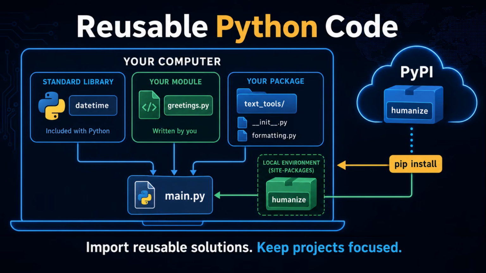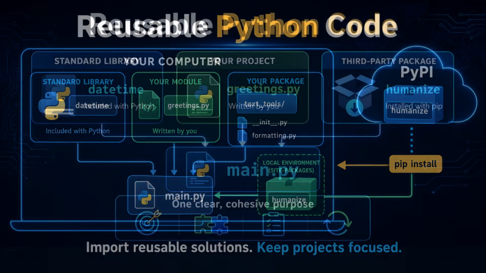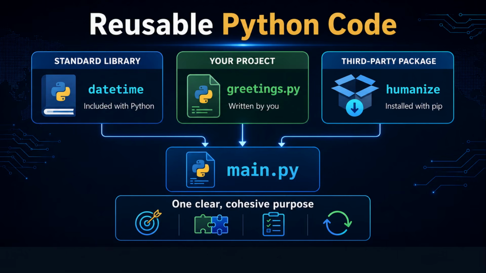enormous file. Third, we can use packages created by other developers. Packages such as Humanize are normally downloaded from the Python package repository, PyPI, and installed into a virtual environment with pip. Once installed, our program can import and use their public features, regardless of where the reusable code originated. Python's import system makes it available to our program.